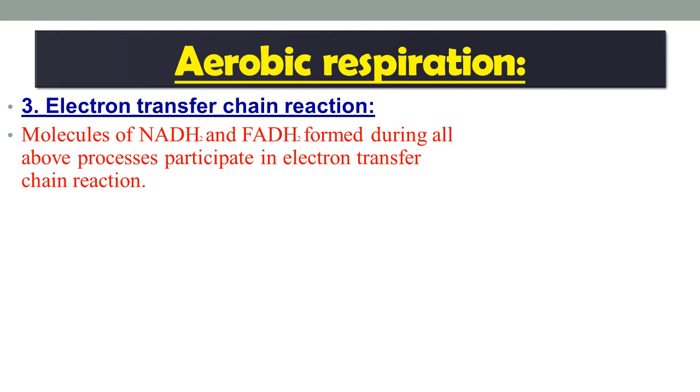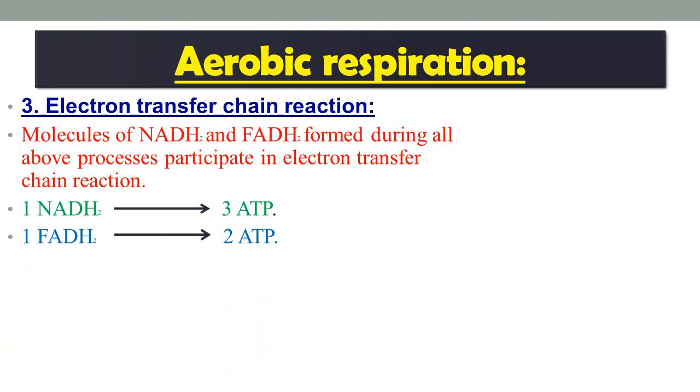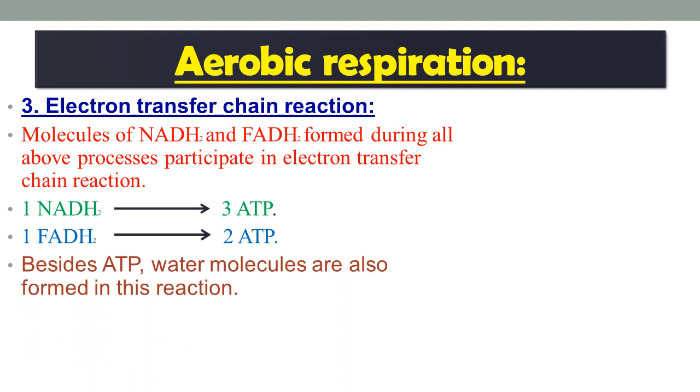It means electrons will be exchanged between the NADH2 and FADH2 to form ATP. Three molecules of ATP are obtained from each NADH2. It means from one NADH2 molecule, 3 ATP molecules are obtained, and from 1 molecule of FADH2, 2 molecules of ATP can be obtained. And besides ATP, water molecules, that is H2O, are also formed in this reaction.